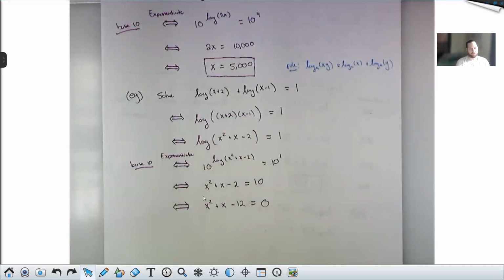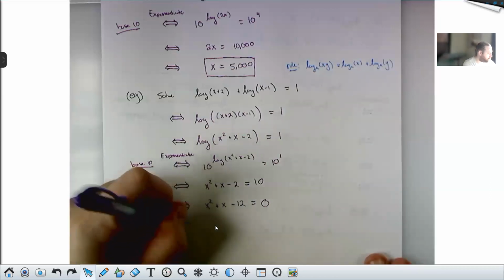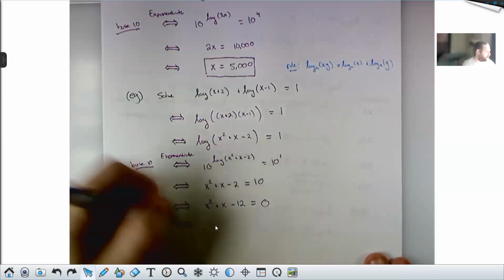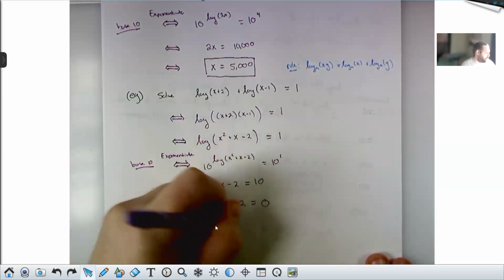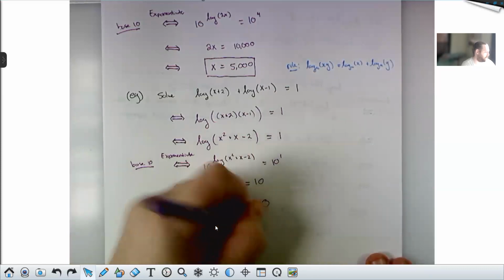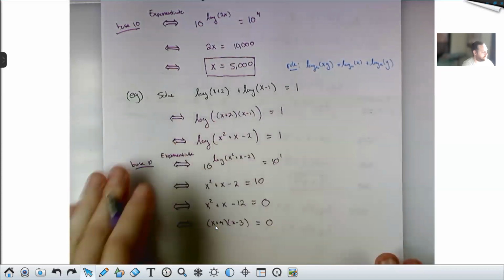And then we're going to factor. So how can I factor this? Well, I need two numbers whose product is negative 12 and whose sum is 1. Those are 4 and negative 3. So this is x plus 4 times x minus 3 equals 0.